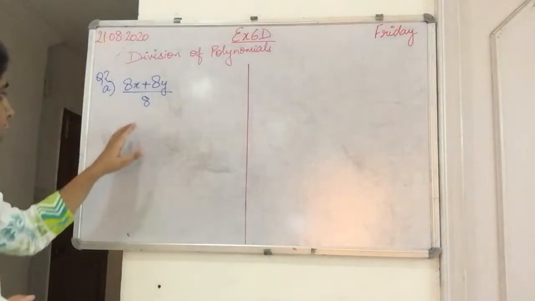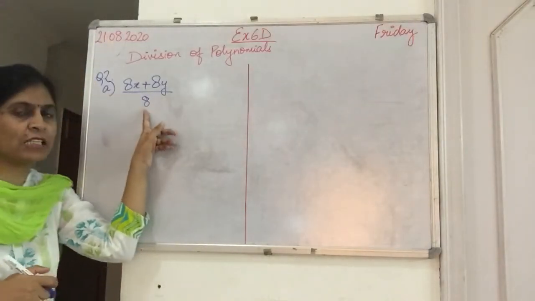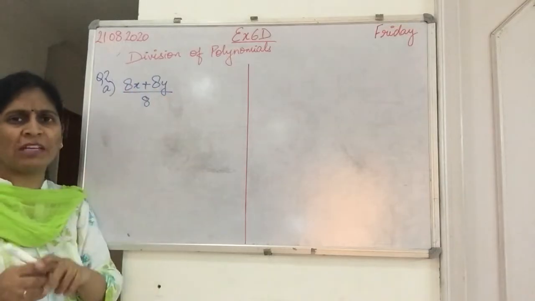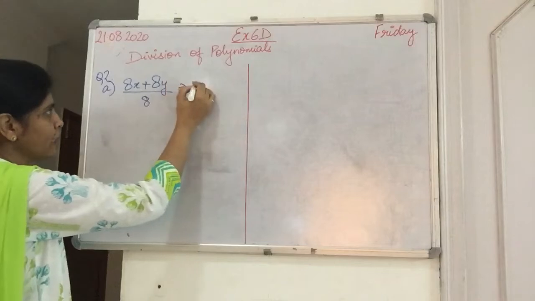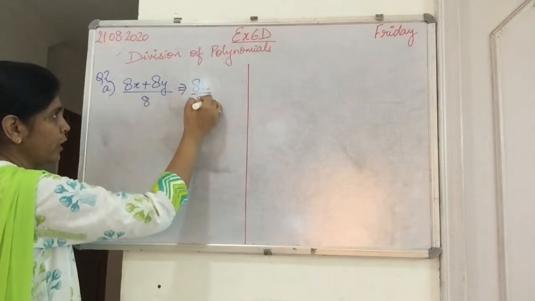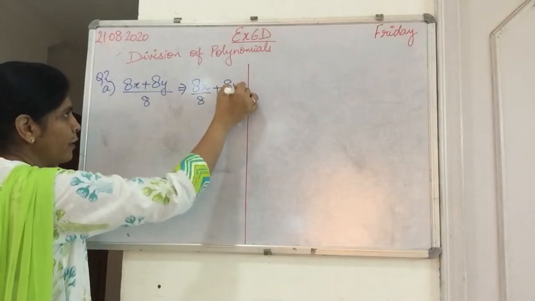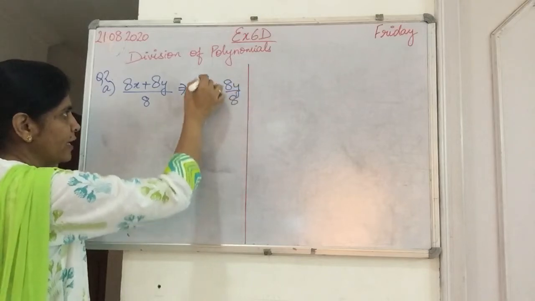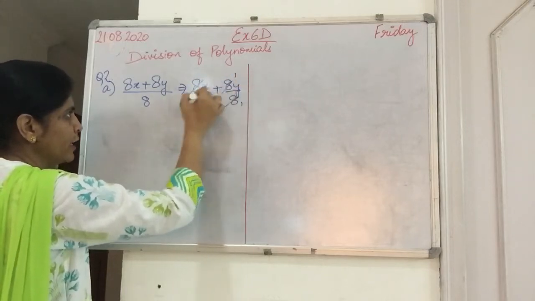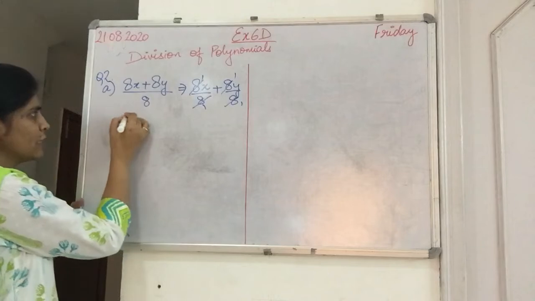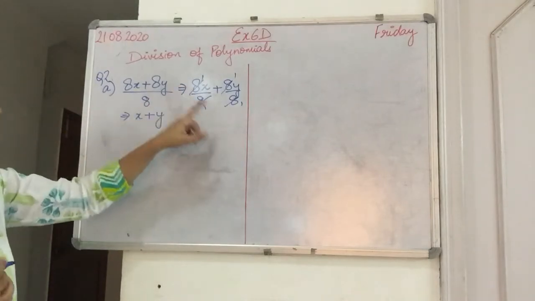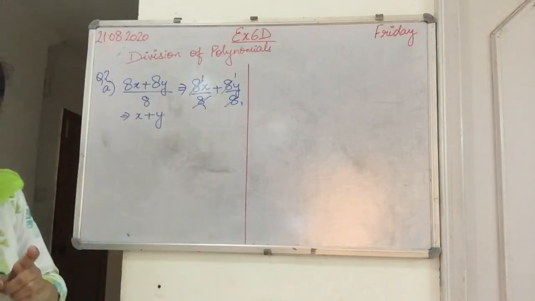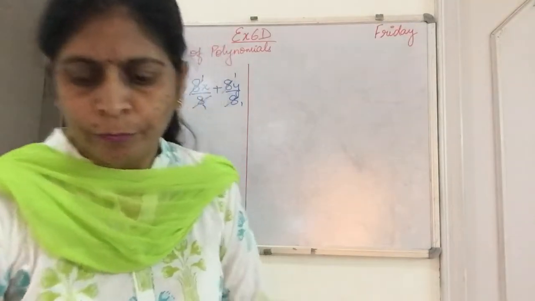Now you can see that there is the number 8 in both the terms. It means the LCM is 8. So when the LCM is 8, we can write separately 8x upon 8 plus 8y upon 8. Now we cancel 8 and you will get one. So the answer will be x plus y. We divided by 8's table, so we get x plus y as the answer.